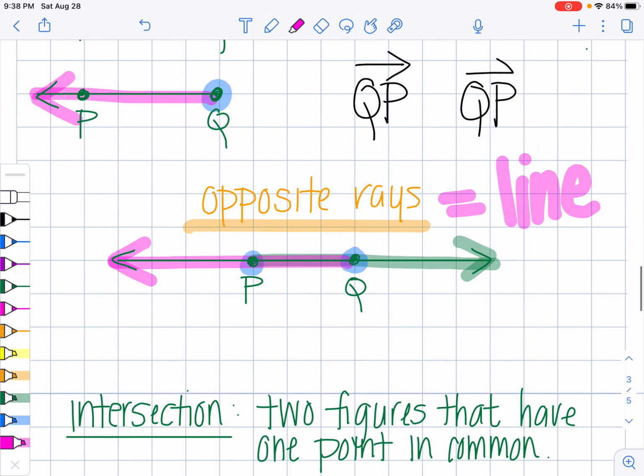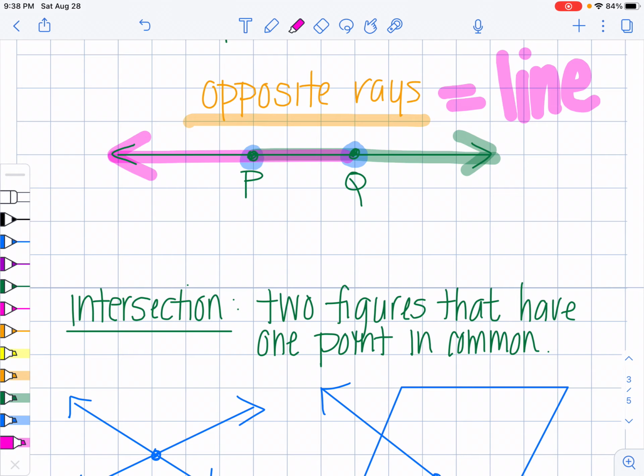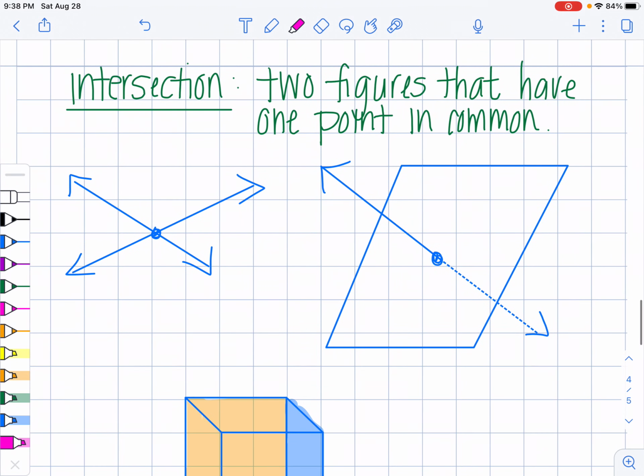Okay, so the last thing that we have to talk about is intersection. Intersection is two figures that have a point in common, and I drew them out for you because it's the easiest to see that way. So we have three different types of intersection. I can have two lines or line segments, or a line and a segment, or a combination of both, okay? Two lines are going to intersect at a point right here, and we are going to call this one the point of intersection.